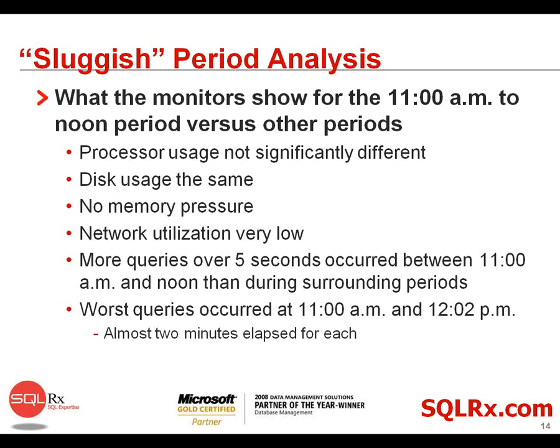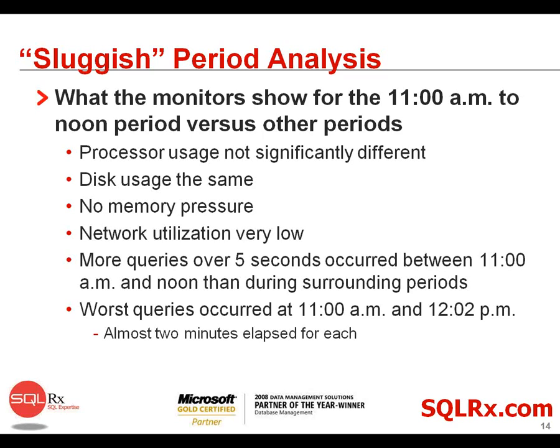What the monitors show for this period was processor usage was not really any different, in the 30 to 40% range, nothing exciting. Disk usage really didn't change much. There was no memory pressure. The network utilization was very low.